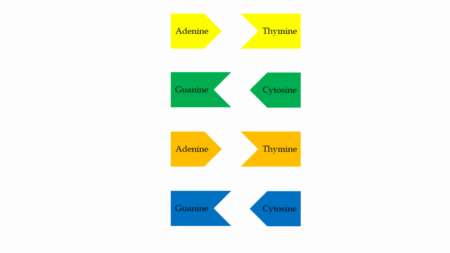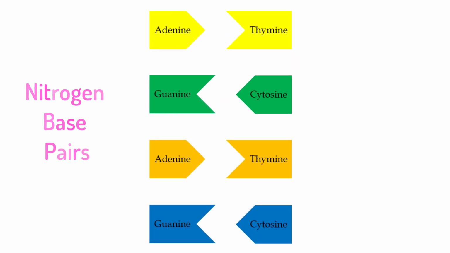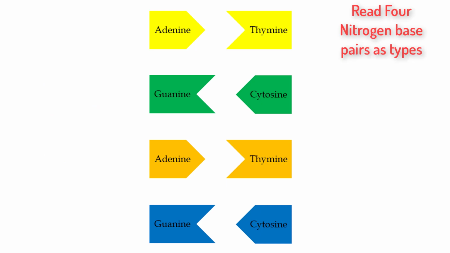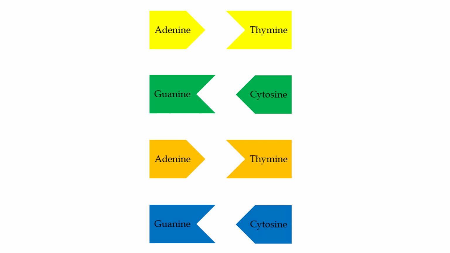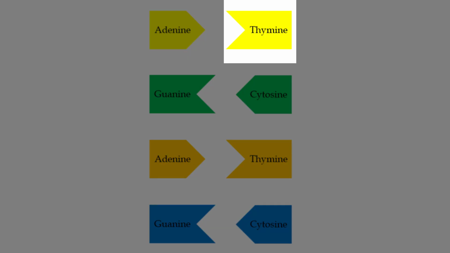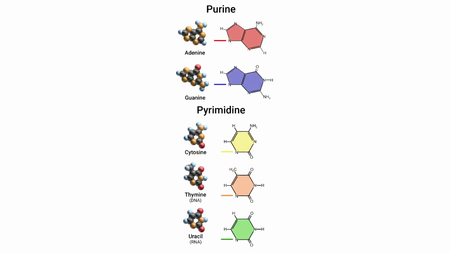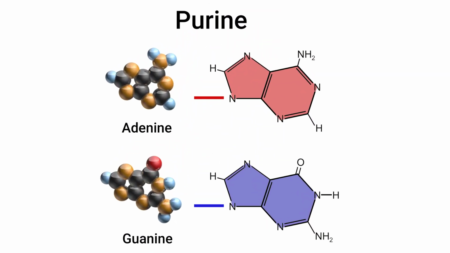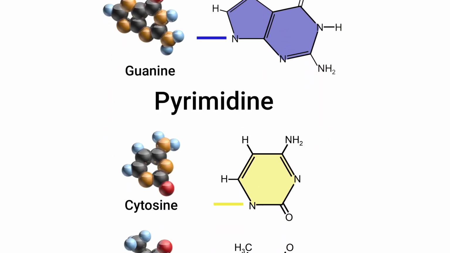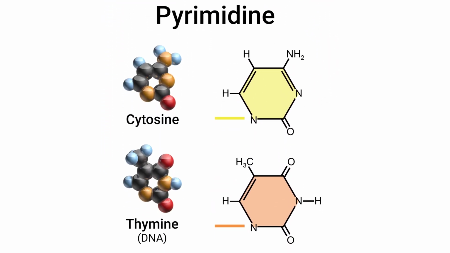Another important unit of DNA is nitrogen base pairs. There are 4 nitrogen base pairs in a DNA molecule. This consists of adenine, thymine, guanine, and cytosine. It's quite hard to believe that whole our life is written with the help of these 4 letters. Adenine and guanine are purines, and thymine and cytosine are pyrimidines.